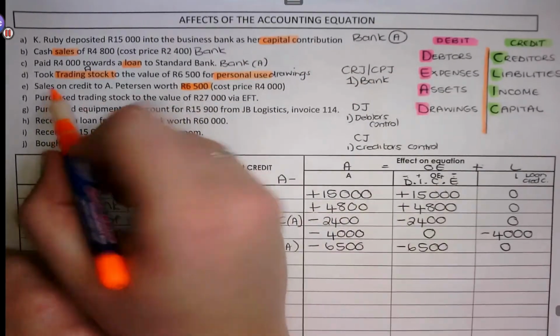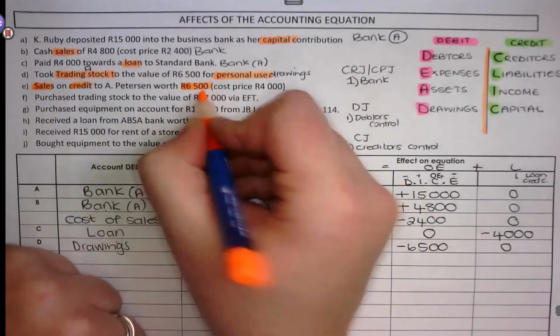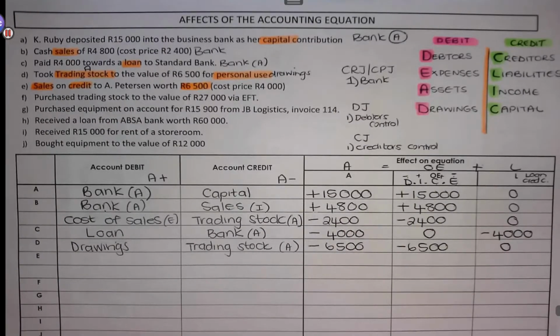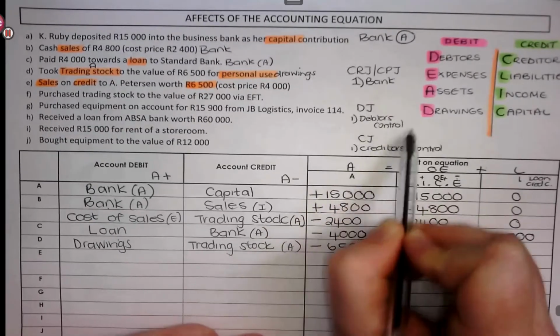Okay, so we've made a sale on credit to A. Peterson, 6,500 Rand. So now it doesn't affect your bank account because what's happened is A. Peterson has come in, they've purchased an item or highlighters, whatever it might be, and it does not affect your bank. It affects the debtor's control this time. Remember, so if it goes into the DJ, one of the accounts is debtor's control.